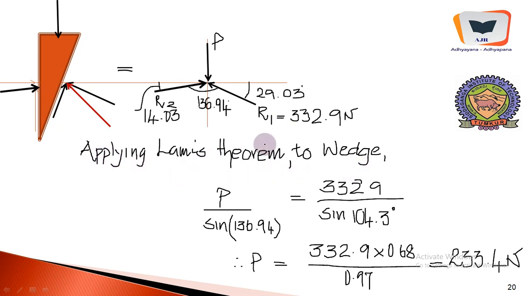Applying Lami's theorem to the wedge, once again P is the unknown. P over sine 136.94, this total angle, equals 332, the known value of the reaction, divided by sine of this angle, 90 plus 14.03, 104.3. So P happens to be 233.4 Newton. Therefore we conclude that it requires a minimum of 233.4 Newton to push this wedge so that the block will be tightly fixed with respect to the support.